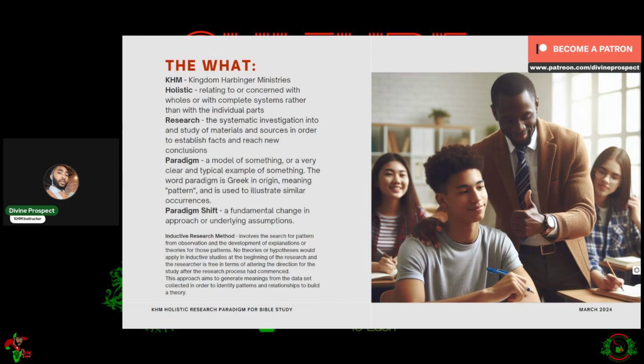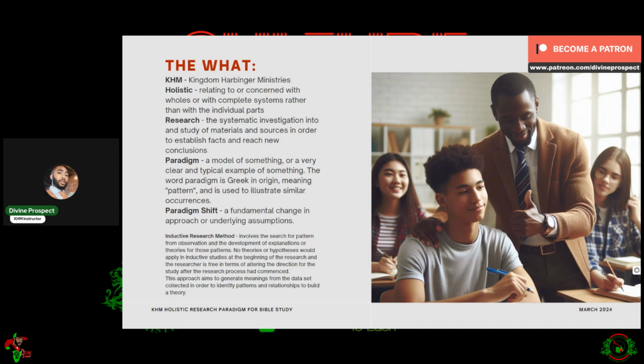It involves the search for patterns from observation and development of explanations or theories from those patterns. No theories or hypotheses would apply in inductive studies at the beginning of the research, and the researcher is free in terms of altering the direction for the study after the research process has commenced.